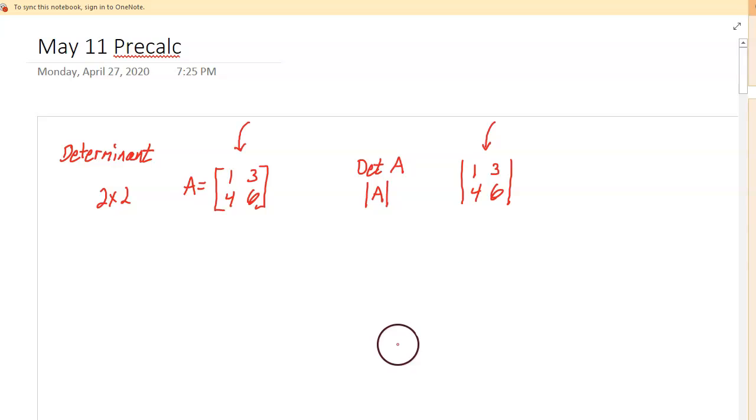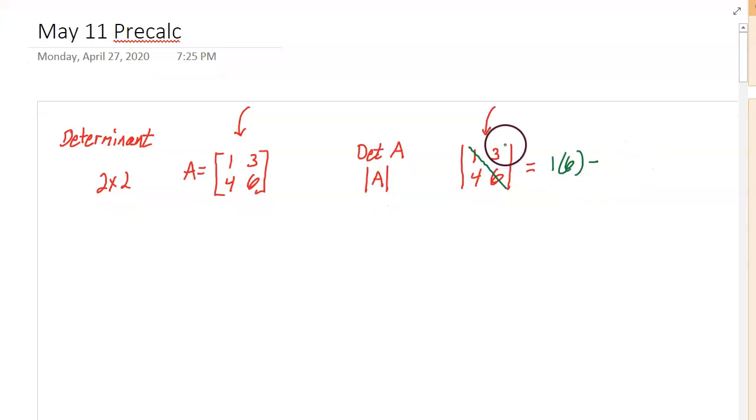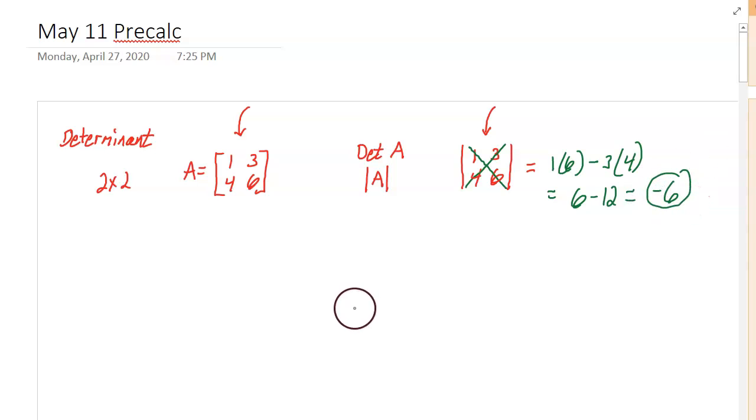So let's discuss how to find the determinant of this 2 by 2 matrix. It involves multiplication and subtraction. Multiply this diagonal together, 1 times 6. Then subtract the product of this diagonal, 3 times 4. And work out this answer. 6 subtract 12 is equal to -6. The determinant of the matrix containing 1, 3, 4, 6 is -6.